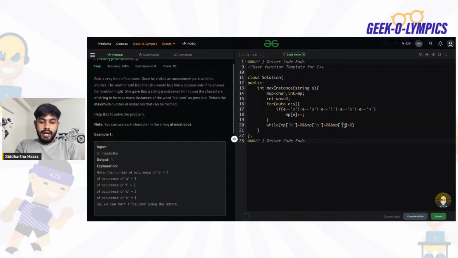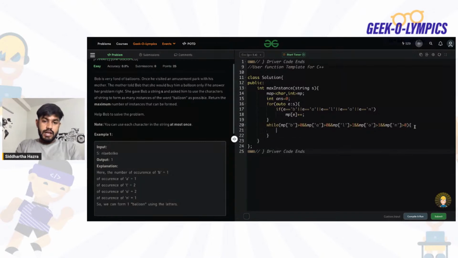Okay, so L should be how much? L should be greater than 1. Okay, greater than 1, L is required 2 times, and then O is required twice. Yep. And let's make it now. N is required. Balloon, yep, balloon, N is required just once.